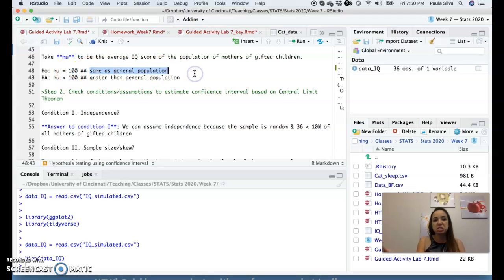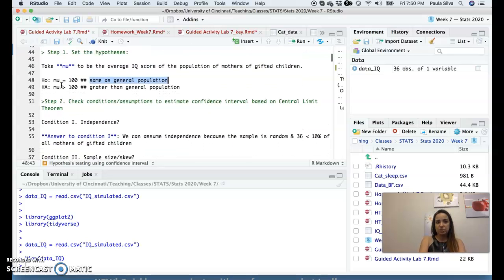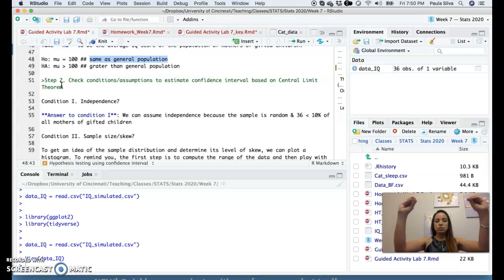That is, nothing's going on. Their IQ is just the same as the IQ of the general population. The alternative hypothesis, which is directional, is that the average IQ of all mothers in the population is actually greater than the IQ that's typical of the population, greater than 100. So that's step 1 of a hypothesis test: establish the null and the alternative hypothesis.